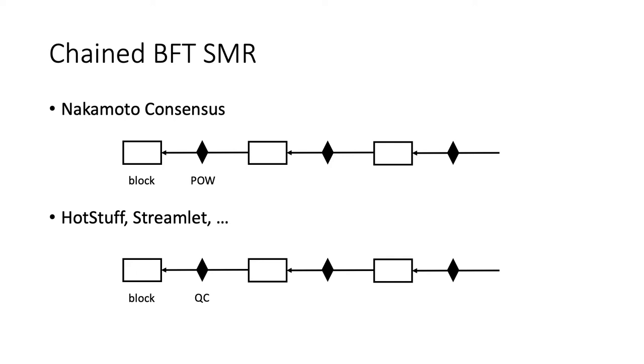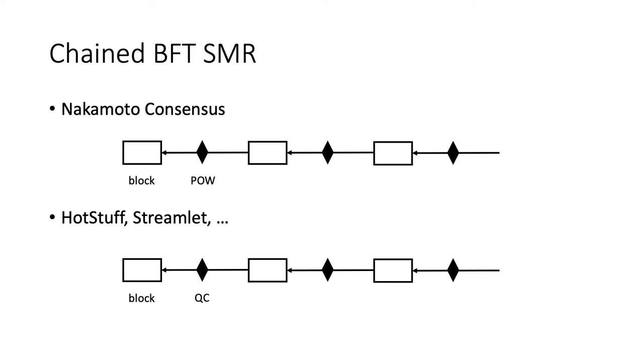On the other hand, there is this permissioned setting where the parties know each other's identities. There are recent advances on pipelining classic BFT protocols to obtain efficient chained BFT SMR protocols. Famous examples include HotStuff and Streamlet. Similar to Nakamoto consensus, these protocols also produce a chain of blocks, but they are linked by quorum certificates instead of proof of work. Here, the quorum certificate is a set of vote messages for the block, and those messages are from a quorum of participants.